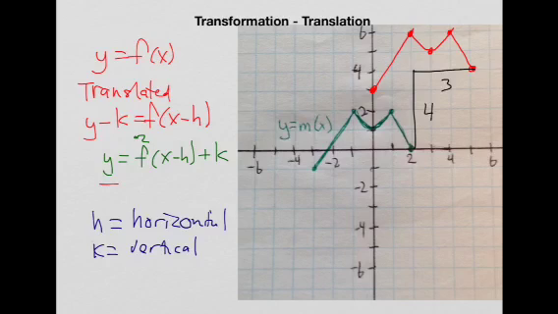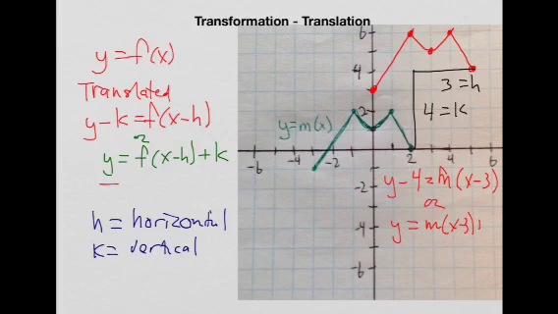So my movement to the right is horizontal, that's my h value. My movement up and down is my k value. So when I come to write the equation for this, I would say y minus my vertical change equals m, because that's my function, of x minus my horizontal change. Or, to solve for y, we'd say y equals m of x minus 3 plus 4. Let me clean up that m a little bit, so it looks a little better.